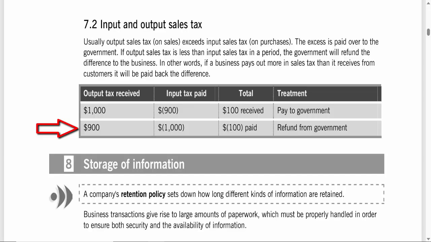Treatment. Refund from government. Since the business paid more in tax, $1,000, than it collected, $900, it is eligible for a refund of $100 from the government. The government will return this difference to the business because the business has effectively covered more in tax than it collected. Key points for clarity.